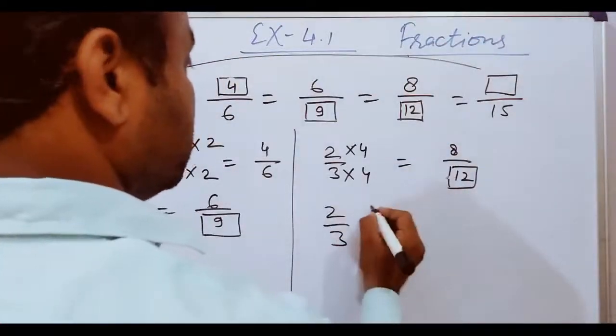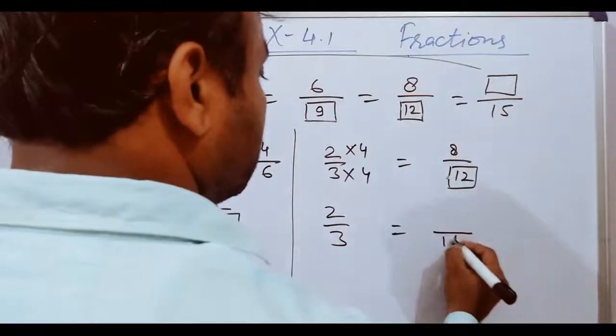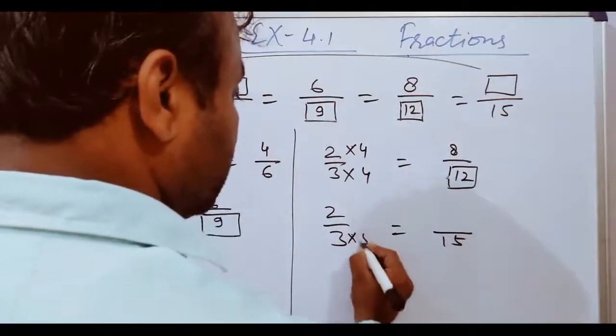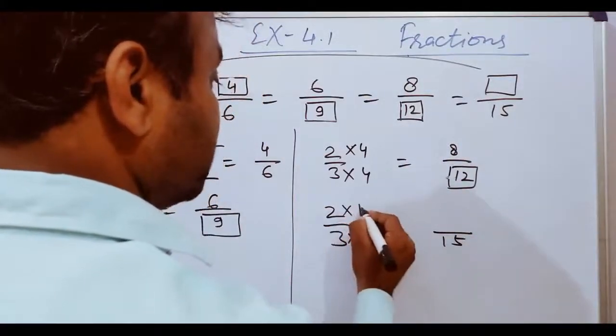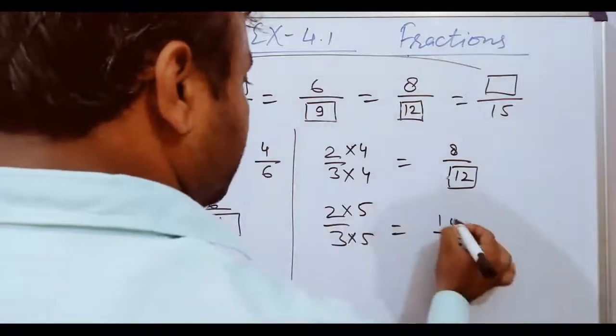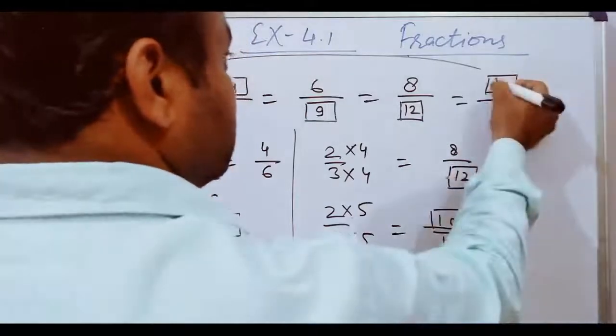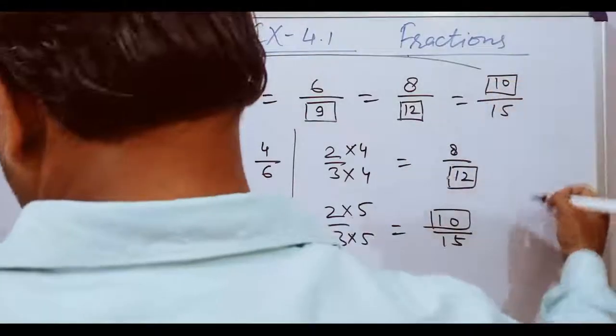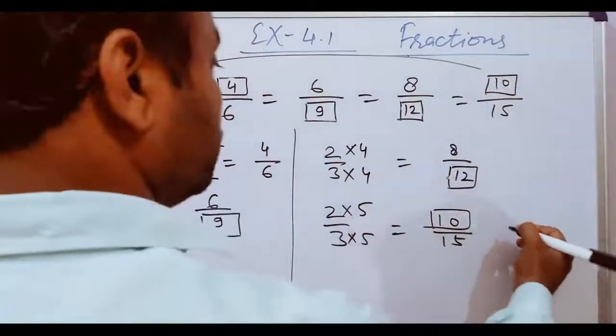Now we will see first and last. 2 upon 3. It is 15. So to make it 15, we will multiply it by 5. Then up also by 5. 2 5s are 10. It is 10. Okay. Now we will do question number 2.